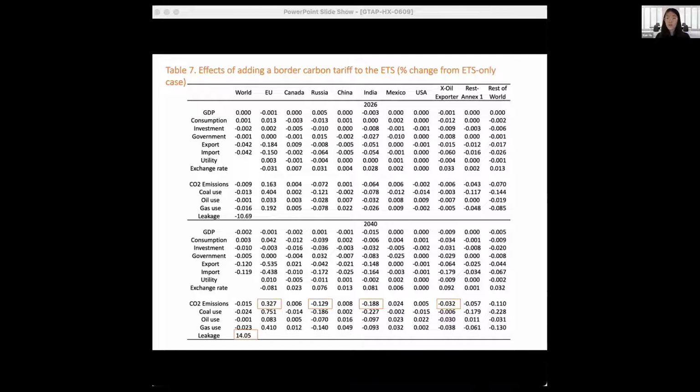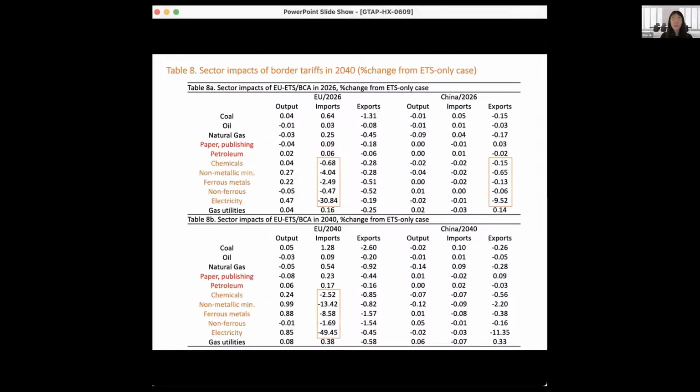However, the global emissions are even lower by a small amount due to the great reduction in the leakage rate. You can see the leakage rate in 2040 has now decreased to 14%, compared to 34% in the ETS case. This is due to the great reductions in emissions in Russia, India, and the rest of the world.